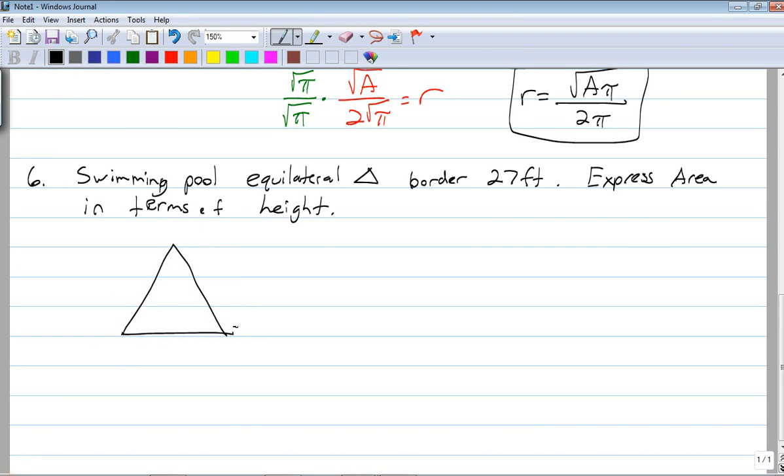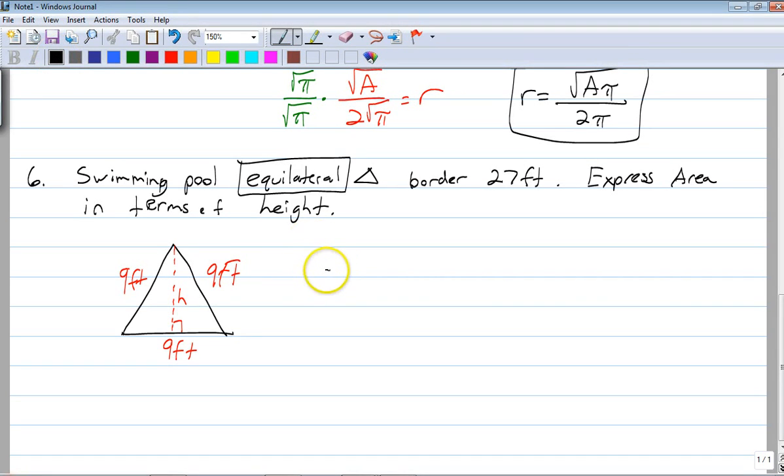First things first, if the border is 27 and it's an equilateral triangle, hopefully you guys remember from geometry last year that means that you have all three sides the same. You quickly should come to the conclusion that these are all 9 feet. And then we only have one part left that we need to deal with. We need to know h. But actually we don't need to know h because we can just call this h. And it says express area in terms of height. So that means that we don't actually need a number for height, we just need to come up with an expression, an equation here to express it.